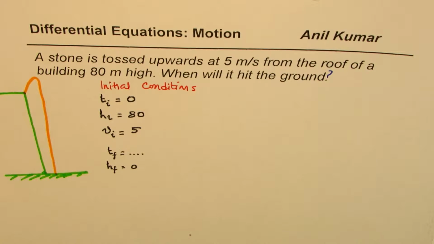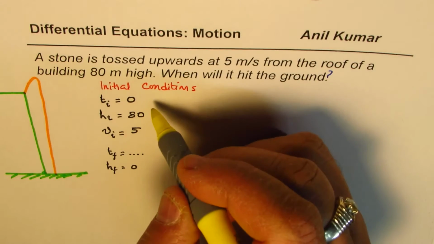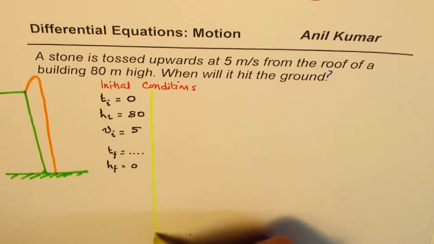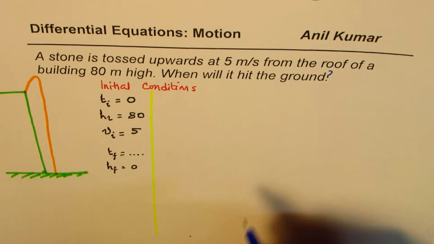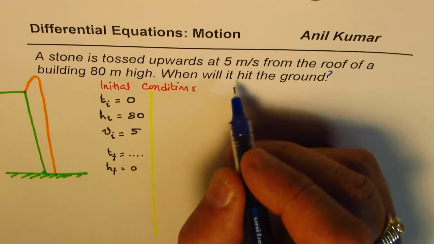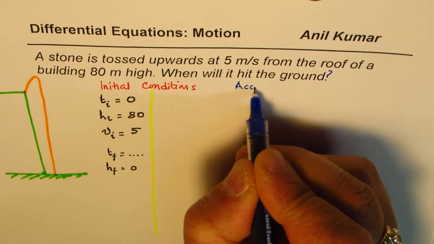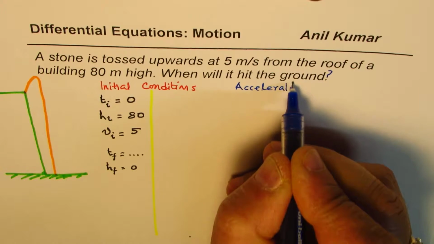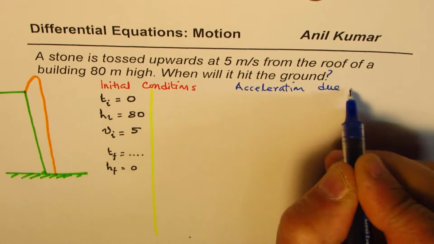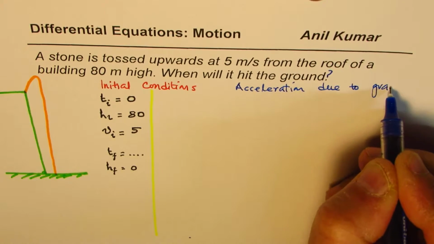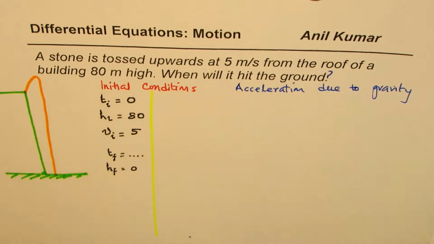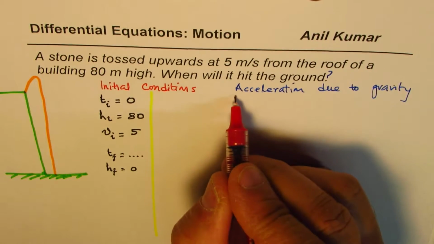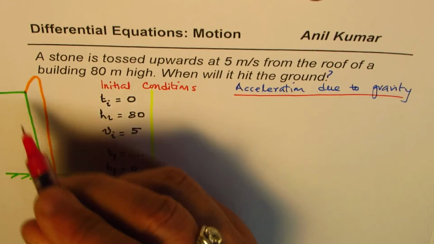Now the idea is from where to begin, right? All these things are known to us, but from where to begin. That's very important, and that is where at times we get stuck. So here, as you know, it is acceleration due to gravity. Now acceleration due to gravity is what keeps things moving in this direction.